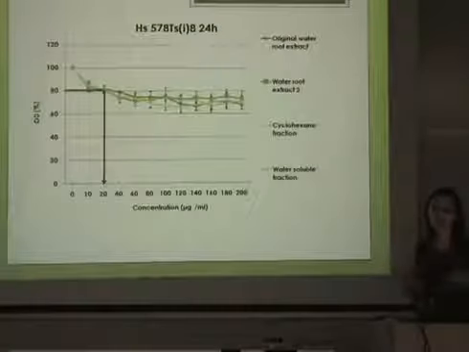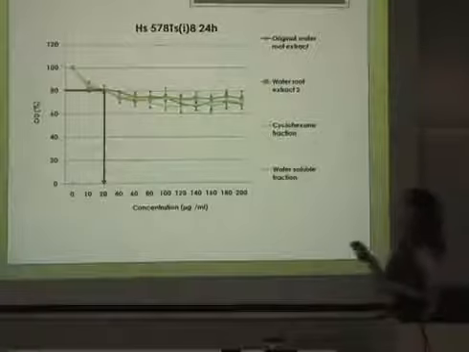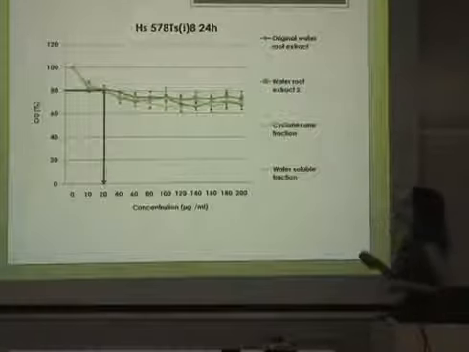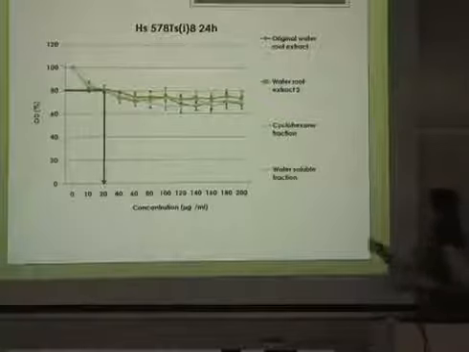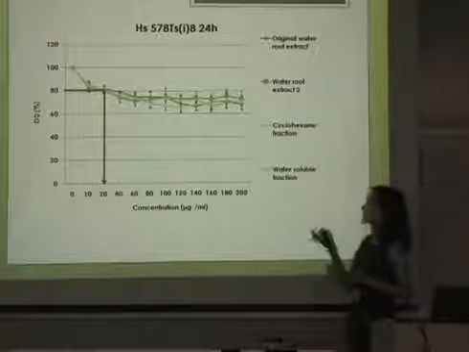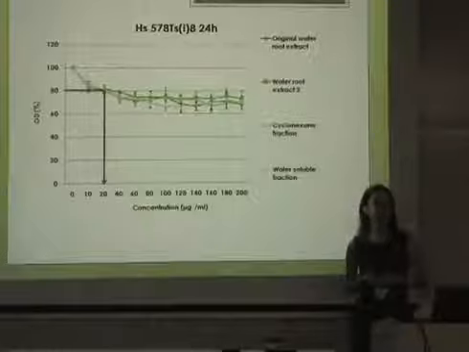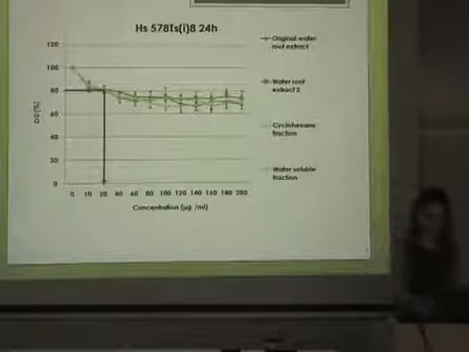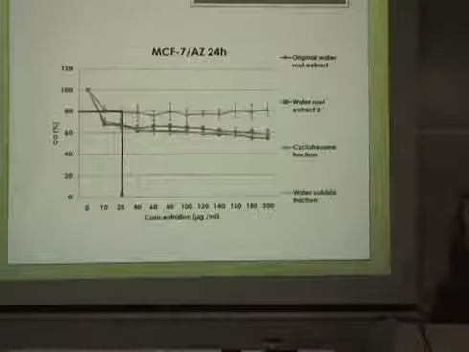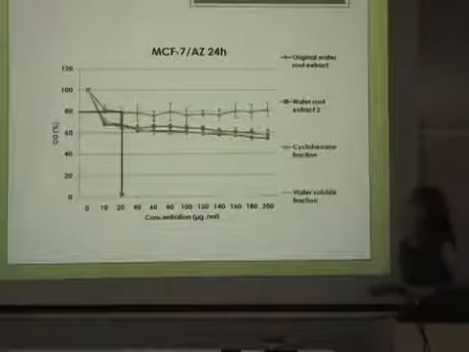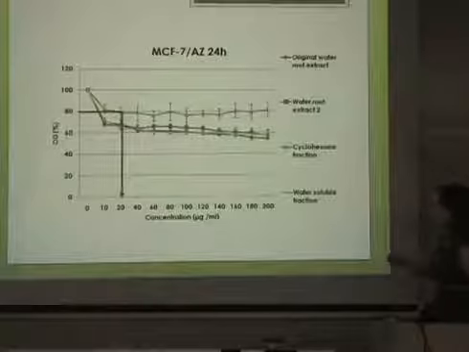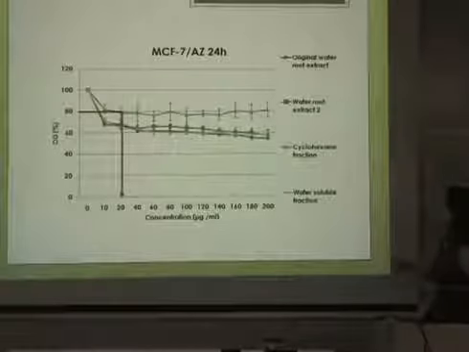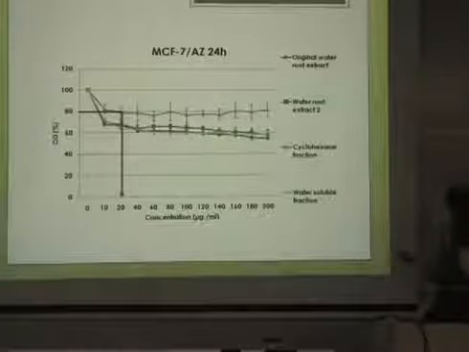We moved on to the invasive cell line after a 24-hour period as well. After looking at this graph and comparing these results, we were able to see that it was around the same concentration, being 20 micrograms per mil. When we get to the MCF7A6 after 24 hours, you can see that the one that had the 20 micrograms per mil was only the cyclohexane fraction.